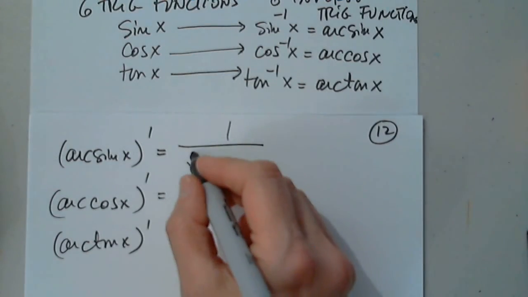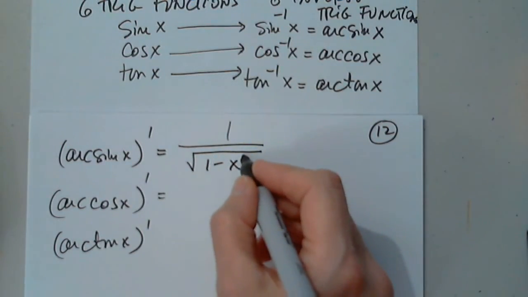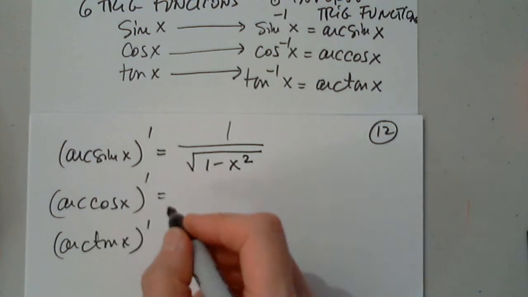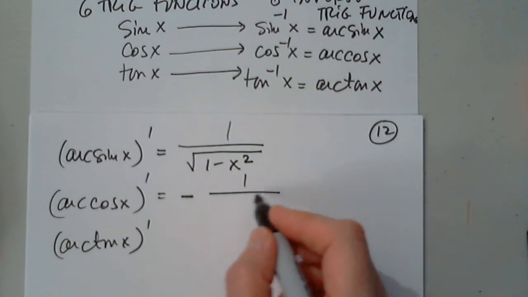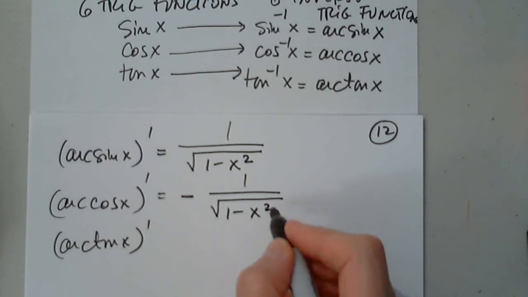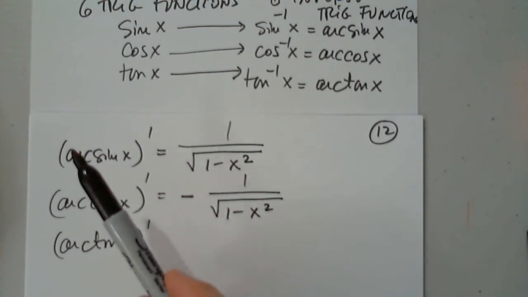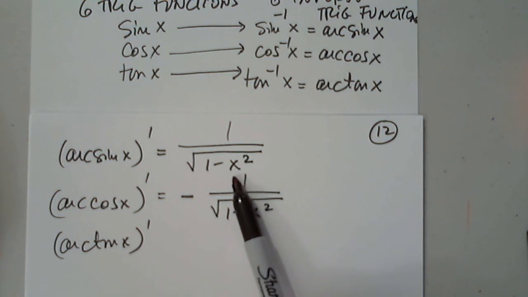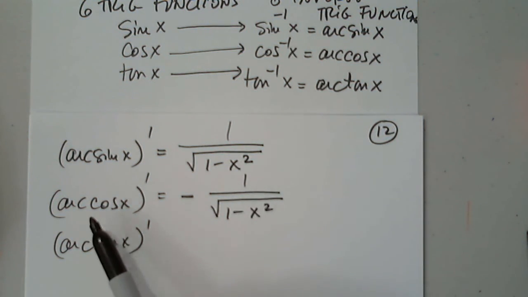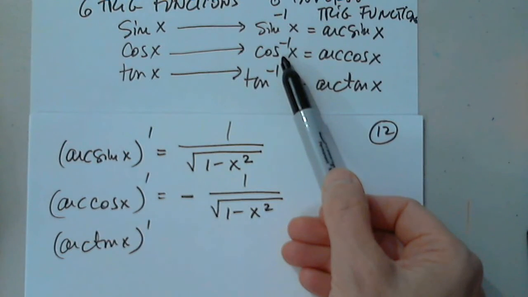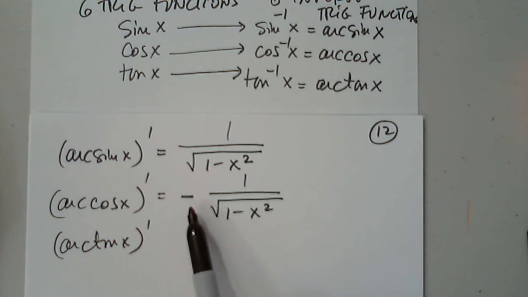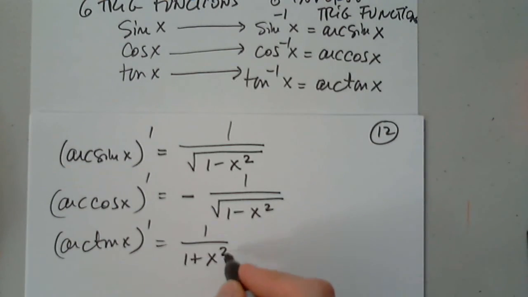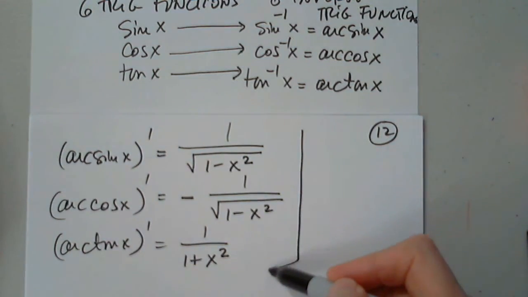Okay, so arc sine and arc cosine are very similar. 1 over the square root of 1 minus x squared. This is identical, but it has minus in front. So when we differentiate the inverse of sine, we get this. When we differentiate the inverse of cosine, we get the same thing, but with minus. And the arctangent prime is 1 over 1 plus x squared. These should be carved in stone.